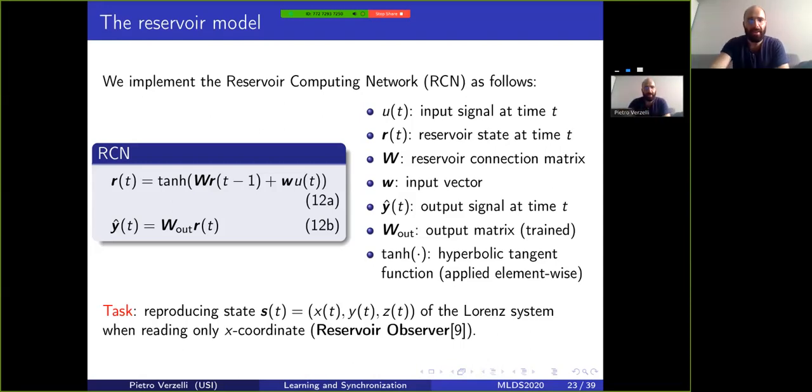And so what is the task we choose? It's called the observer task, where you read only one coordinate. We choose the Lorenz system as a generating system. You only have access to X, the X coordinate, and you need to reproduce Y and Z. Okay, so you need to reproduce the full state of the system by reading only one coordinate of it. And that's what you need to learn.